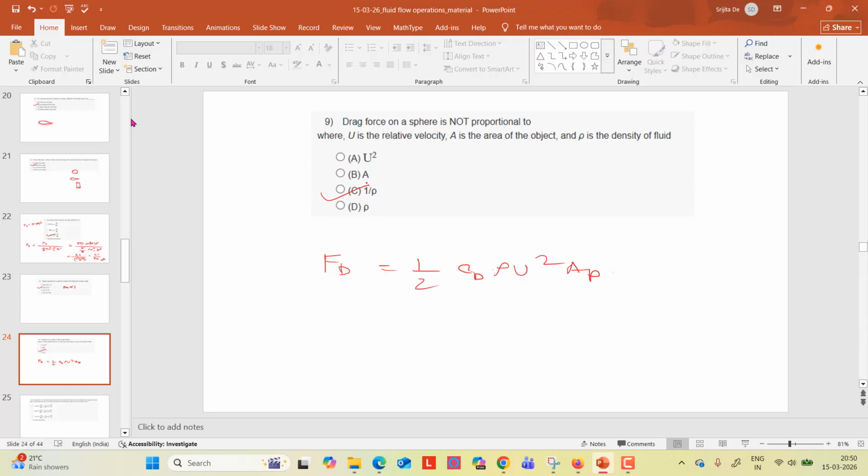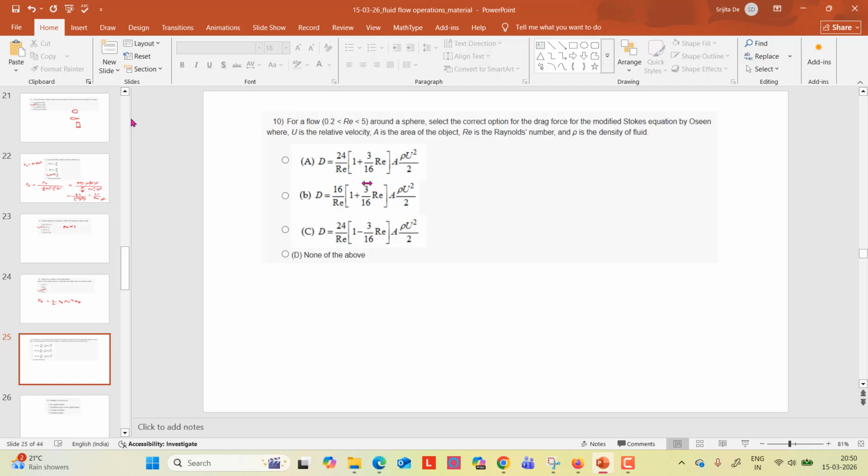Next, for a flow around a sphere, select the correct option for the drag force of the modified Stokes equation by Oseen, where U is the relative velocity. Yeah. So it is the option 24 by Re into 1 plus 3 by 16 Re, A rho U square. So CD is this. So the drag coefficient changes from 24 by Re to 24 by Re into 1 plus 3 by 16 Re. Okay, so it is this.